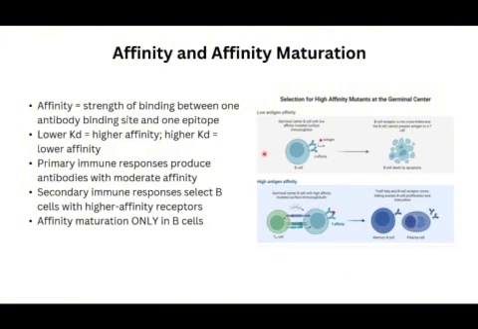In the secondary immune response, B cells begin selecting antibodies that are better binders, meaning that B cells with higher affinity will survive and replicate, and the Kd value decreases to between 10 to the negative 8 and 10 to the negative 11. This is known as affinity maturation, which only occurs in BCR, not TCR. Those remain fixed for the entirety of the cell's life.